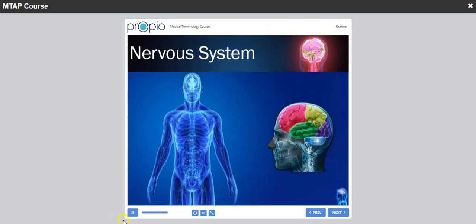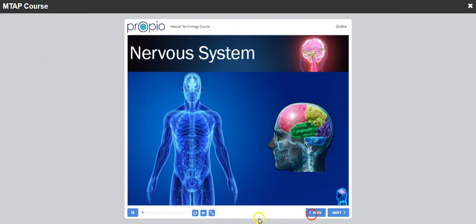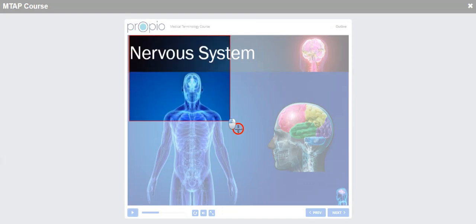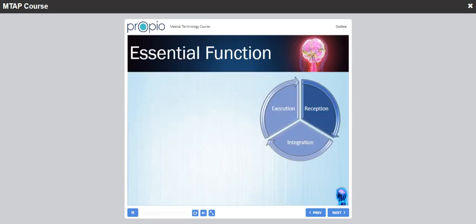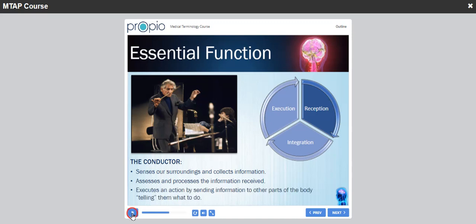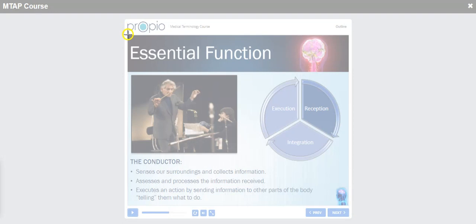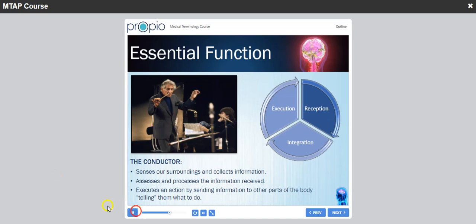Nervous system. It is our conductor. It senses our surroundings, collects information. It assesses and processes the information received. It executes an action by sending the information to other parts of the body, telling them what to do.